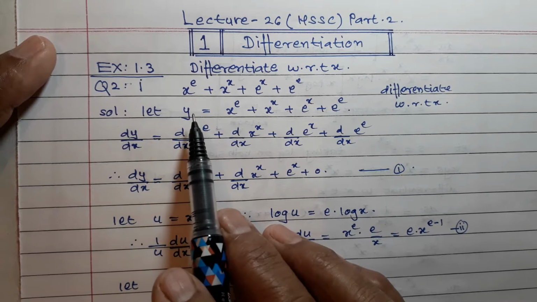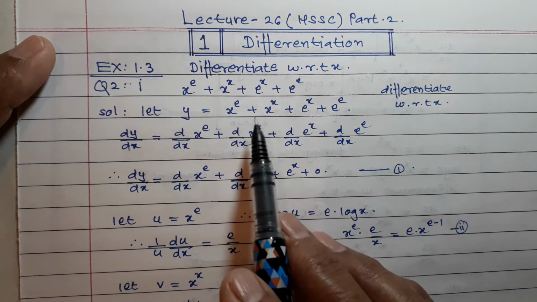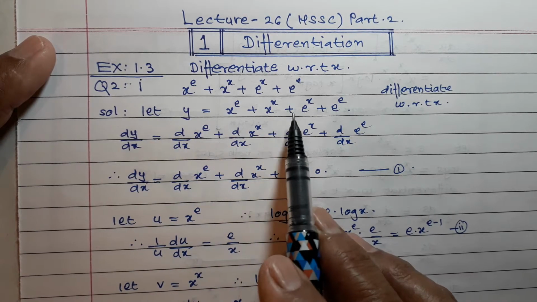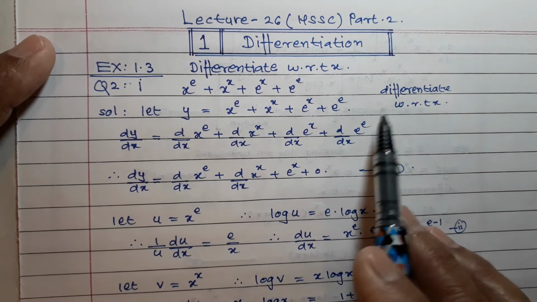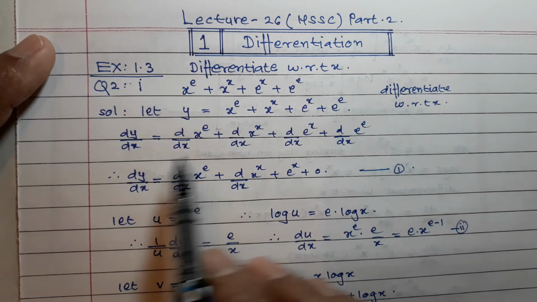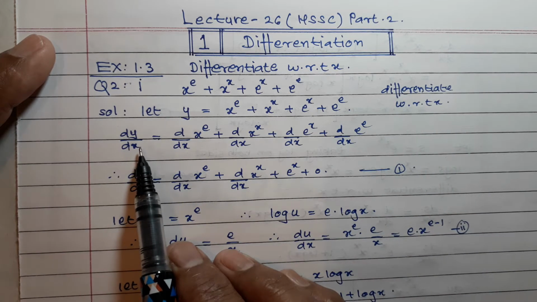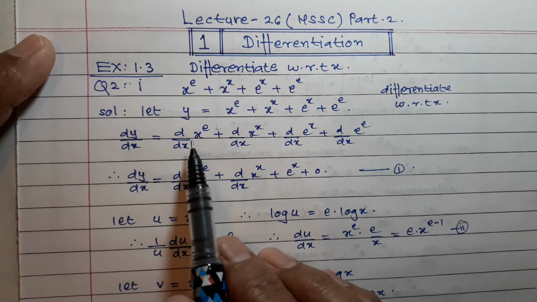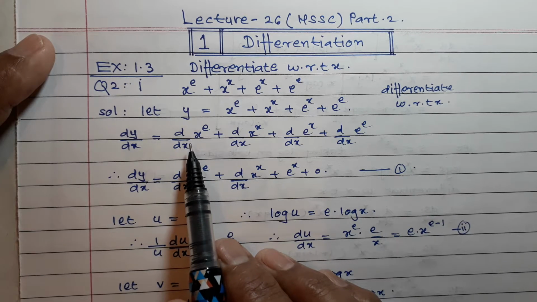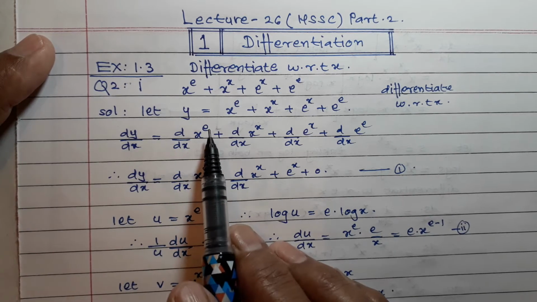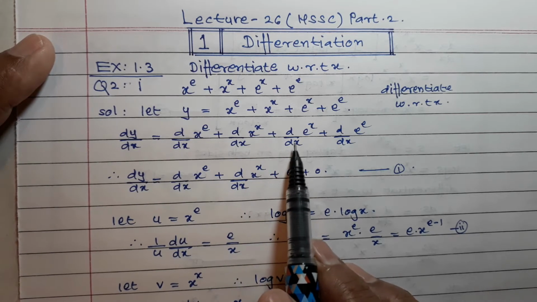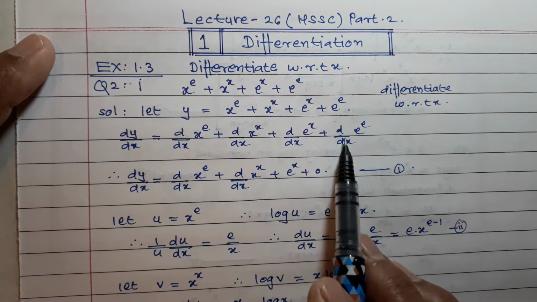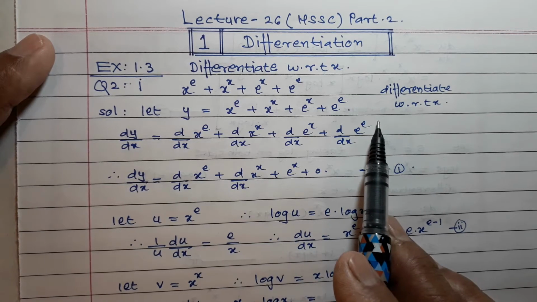Solution: let y = x^e + x^x + e^x + e^e. Differentiate with respect to x. dy/dx = d/dx x^e + d/dx x^x + d/dx e^x + d/dx e^e.